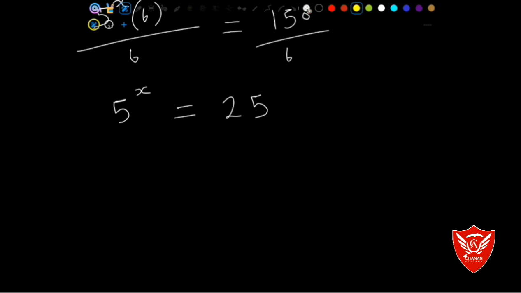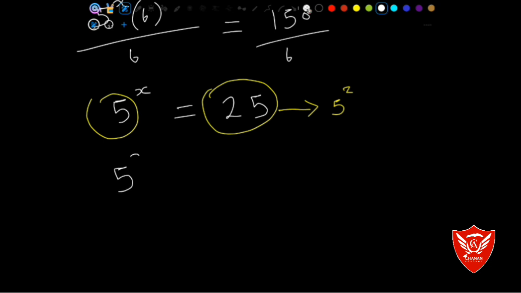So now we have broken the question down. The next thing is to make both sides have the same base. So this is base 5. 25 can be expressed as 5^2. So that means we have 5^x = 5^2. And since both bases are equal, we can equate the power. Therefore, x is equal to 2, and this is our answer. Alright, so let's take more examples.